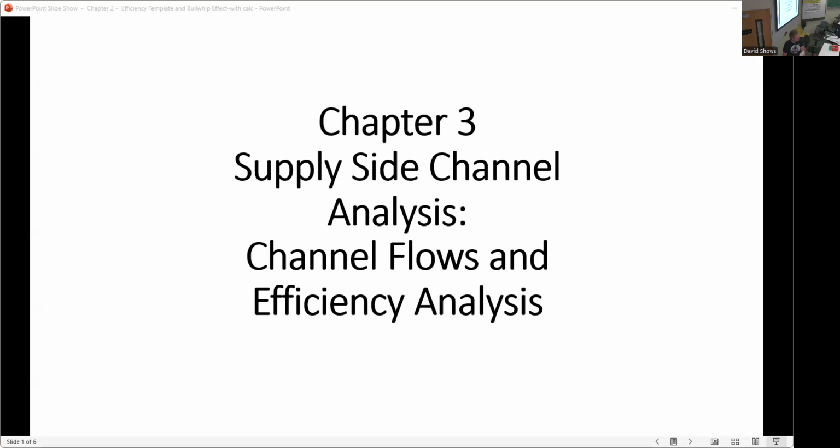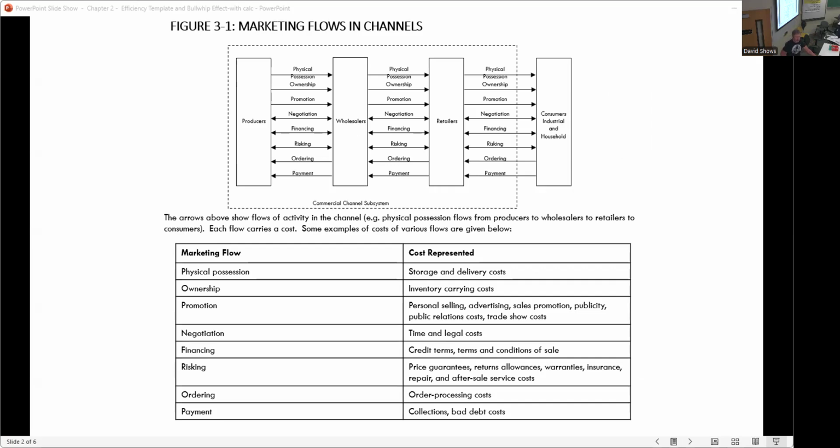So let me rewind a little bit. We're going to go back to this. First thing, the basics to think is that marketing flows in channels, and that each channel has a cost, as we talked about before. So physical possession can be the storage and delivery. Ownership is inventory. Promotion can be personal selling. Negotiation can be time and legal costs. Financing can be the credit terms. Risk is the guarantees and the return allowances. Ordering is the processing. And then the payment is the collections and, of course, the losses of bad debts.